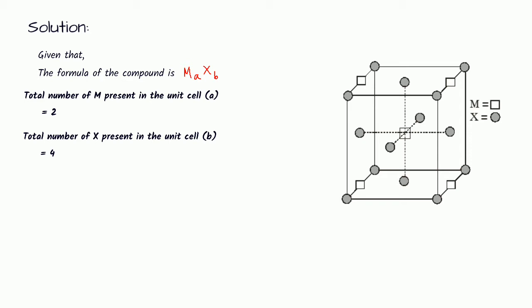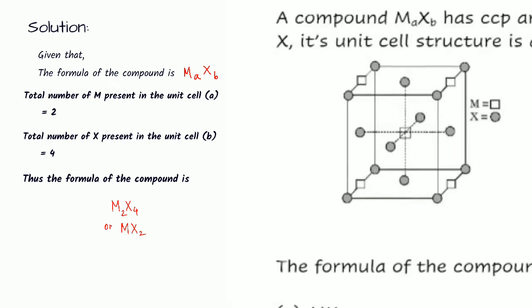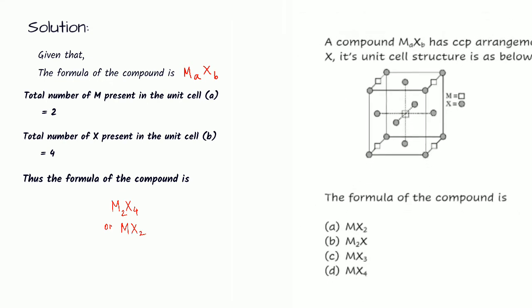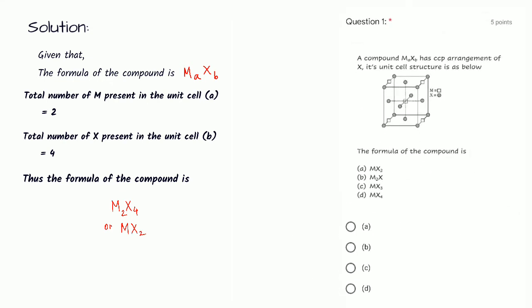So now we have the value of a which is 2 and the number of b which is 4. Hence our formula of this compound will be what? M2X4, or we can simplify this one, and if you simplify the formula then it will be MX2. That means option A will be your correct option. Understand? So this one is done.